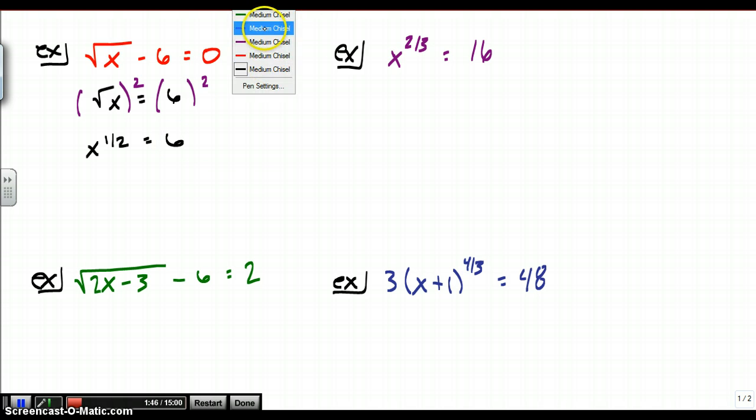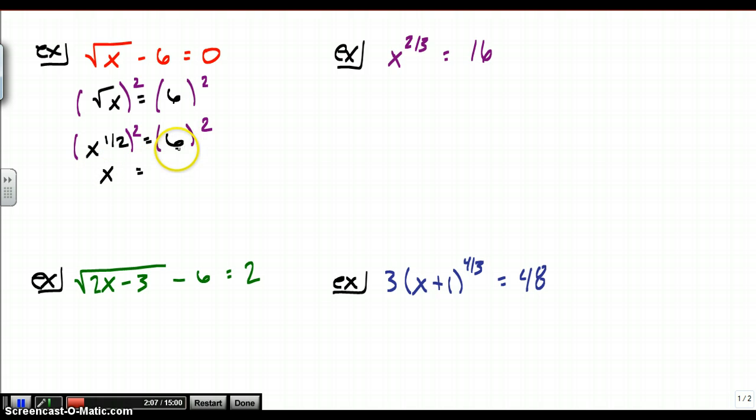And you can see that as we square both sides, when we multiply these exponents, because that's what you do when you have a power to a power, you multiply exponents, they cancel. 1/2 times 2 is 1. So that's the reason all along why we've been squaring both sides. This becomes x, and this becomes 6 squared, which is 36. So x equals 36.